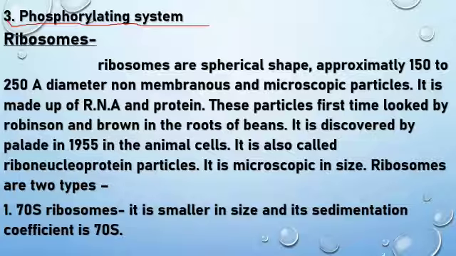Our next important cell organelle is the ribosomes. Here we will discuss the shape and the size of the ribosomes. At first, the shape: the ribosomes are spherical in shape. What's the shape of the ribosome? Ribosomes are spherical in shape, and approximately 150 to 250 angstrom in diameter.